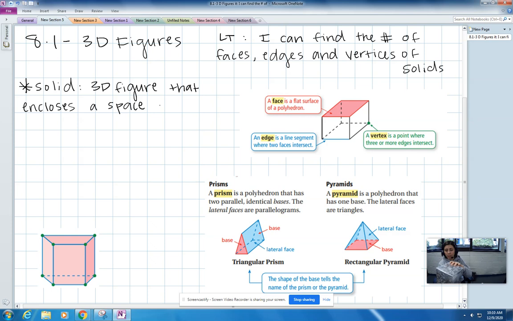Now let's say I took the lid of this off instead. So now the top is open. This is not a solid anymore. A solid has to be totally enclosed. It has to be filled in on every side.